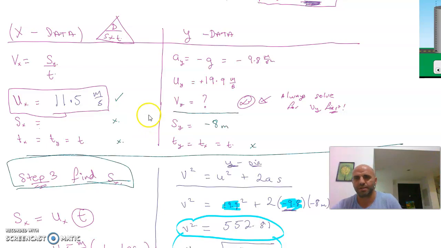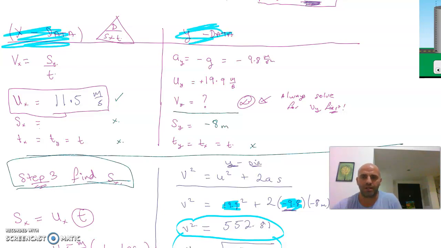So the next thing to do is to split your data up. I always make a table, X data and Y data. The X data has only got the stuff that's concerned with the X direction. The Y data is going to be a bit more complicated. That will have stuff only concerned with the Y direction.